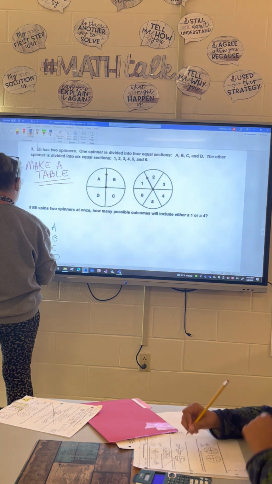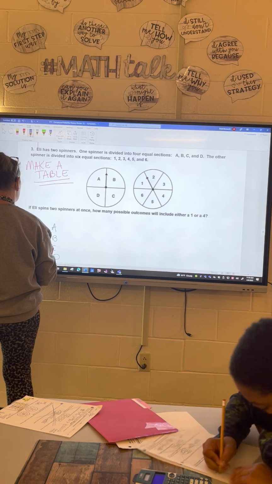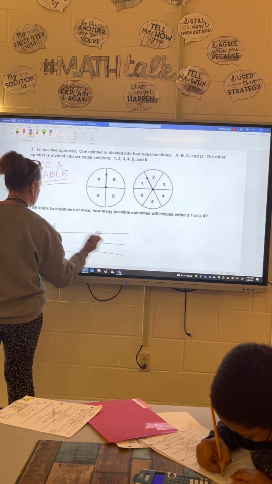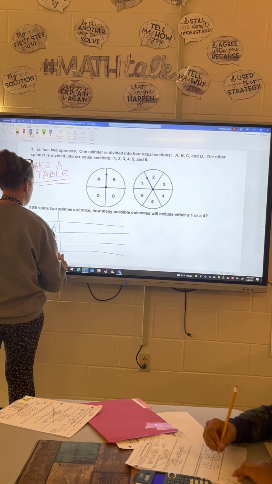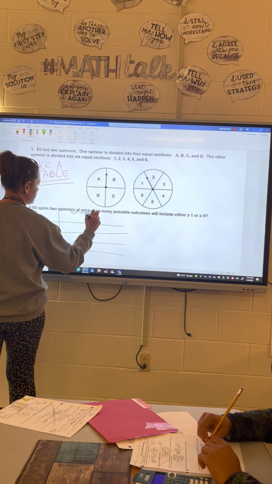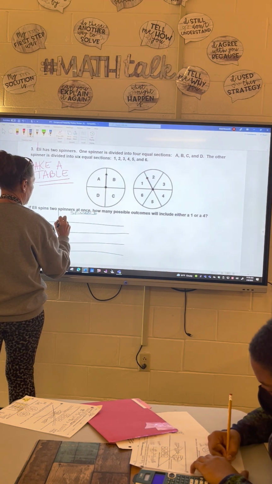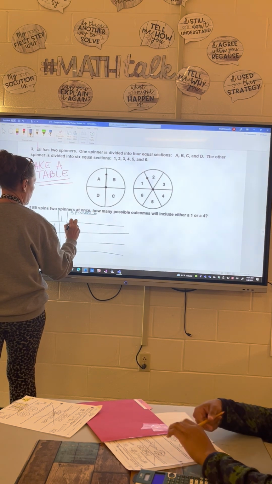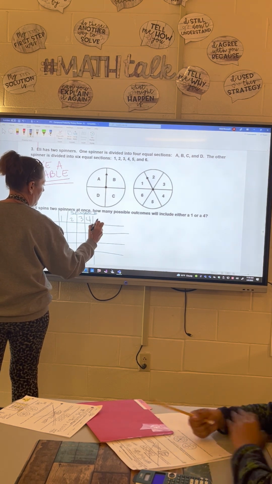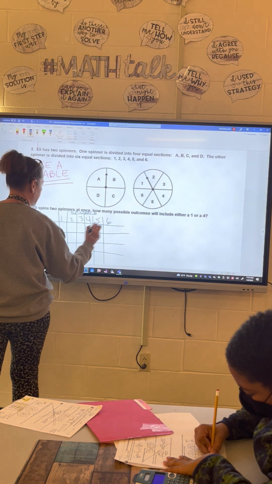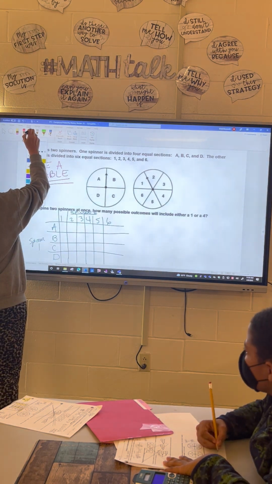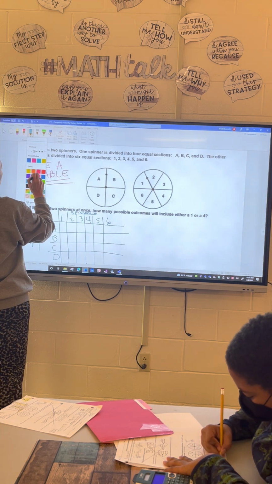This is spinner 1. This is spinner 2. And it has a 1, a 2, a 3, a 4, a 5, and a 6 on it, right? I'm changing my color for a reason.